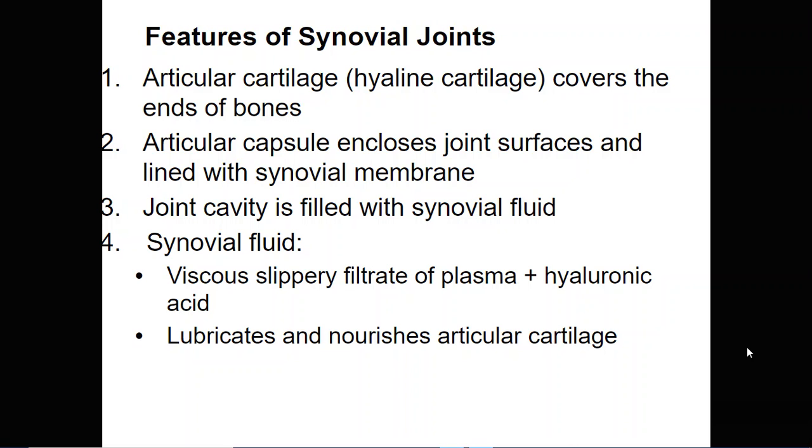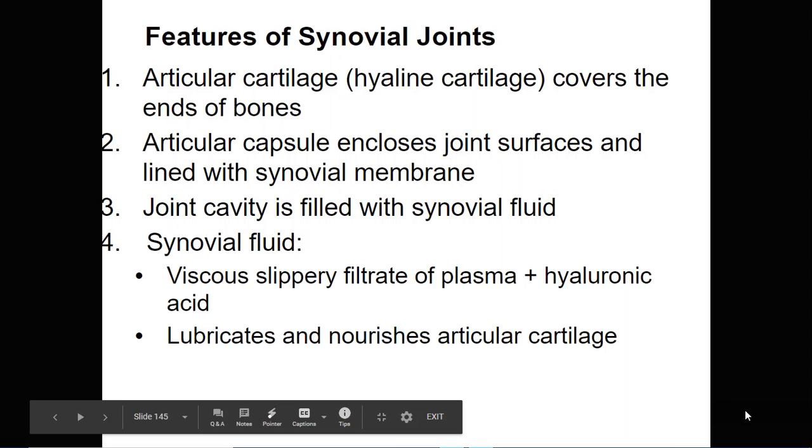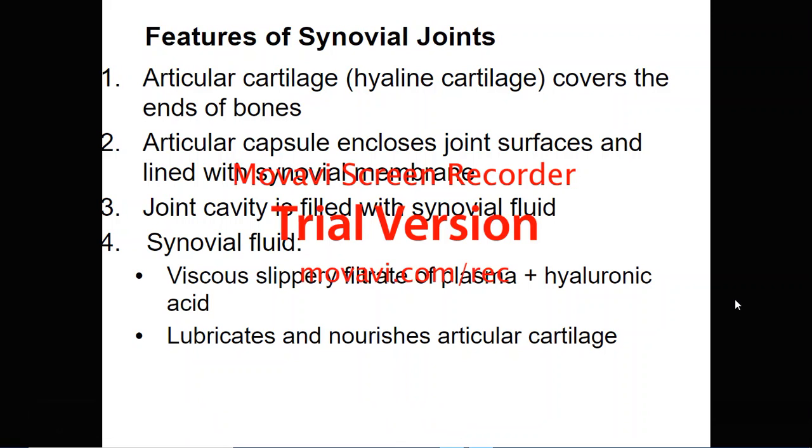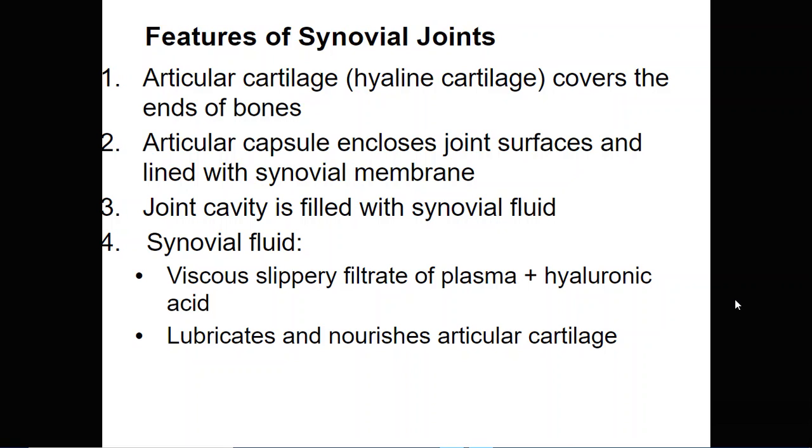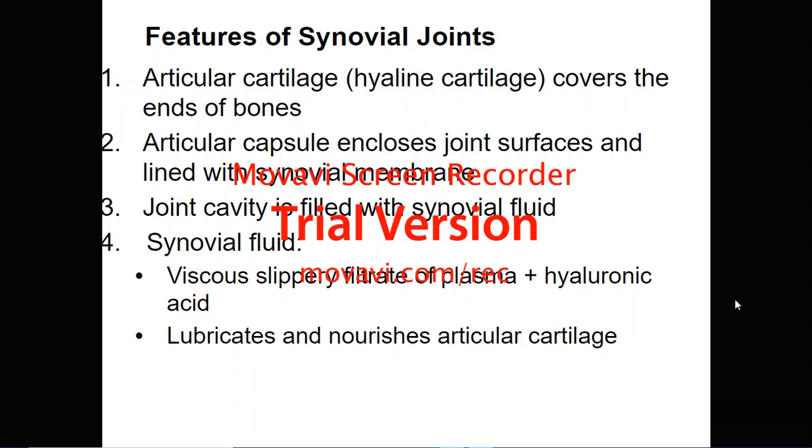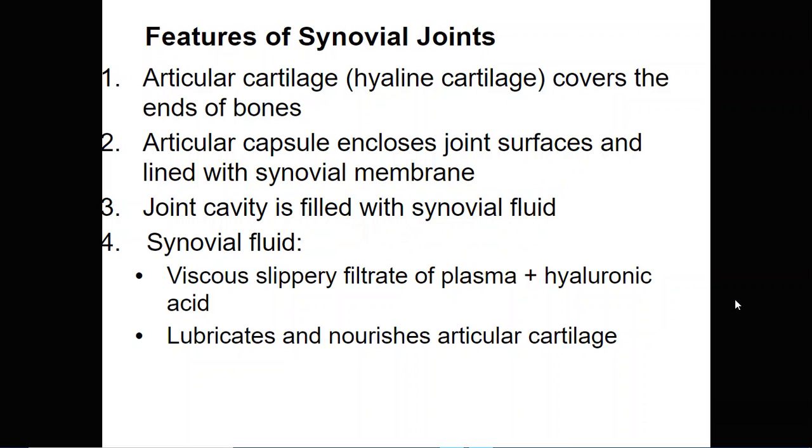And number 4, synovial fluid. The synovial fluid is formed or is derived largely by the filtration from blood flowing through the capillaries in the synovial membrane. The synovial fluid has a viscous consistency due to the hyaluronic acid secreted by cells in the synovial membrane. If you remember when we talked about connective tissue, hyaluronic acid essentially makes like a gel-like matrix in a connective tissue.